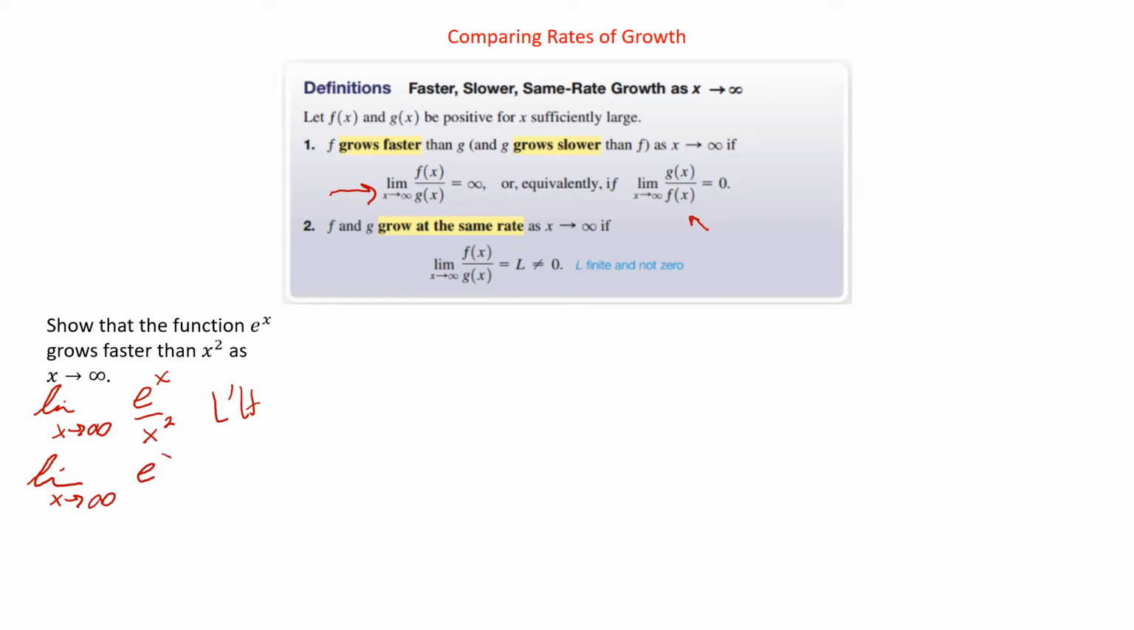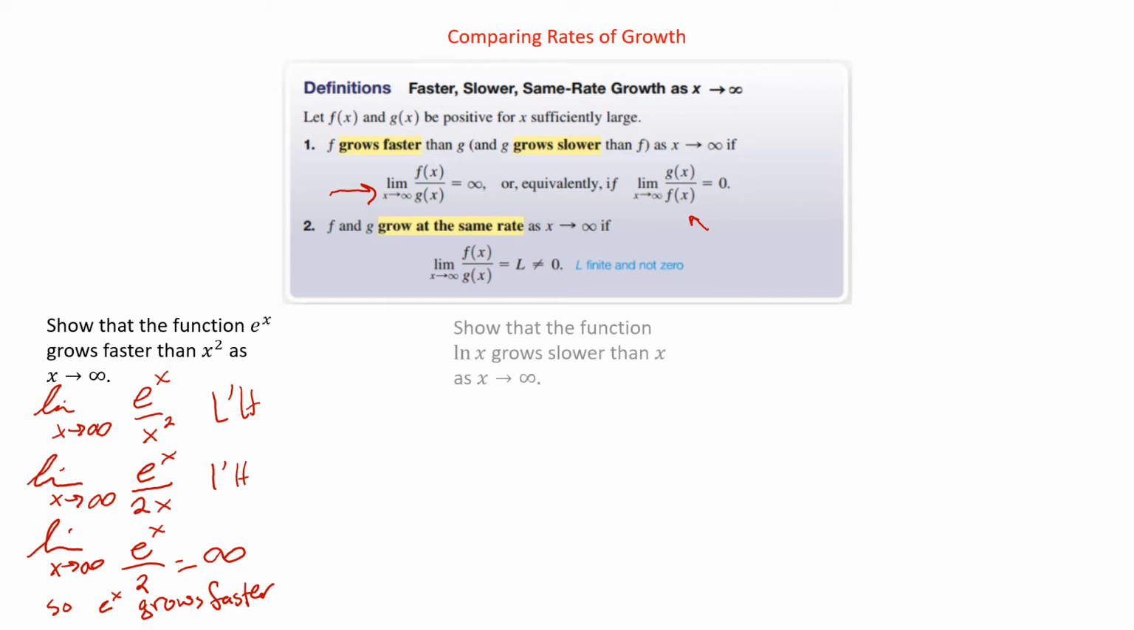The derivative of e to the x is still e to the x. The derivative of x squared is 2x. Plug in infinity, we still get infinity over infinity, so we have to do something else. We'll use L'Hopital's rule again. Limit as x goes to infinity, derivative of e to the x is still e to the x, and the derivative of 2x is 2, so we get infinity over 2, which is infinite. So e to the x grows faster. So that's the basic idea here. Let's look at another one.